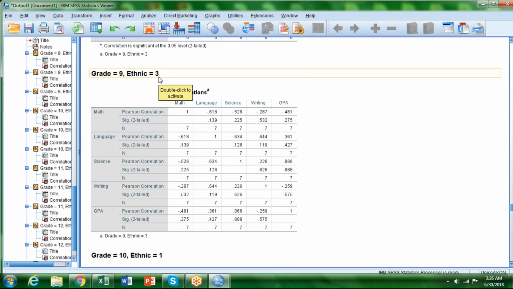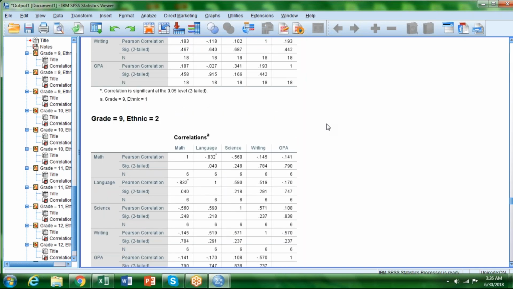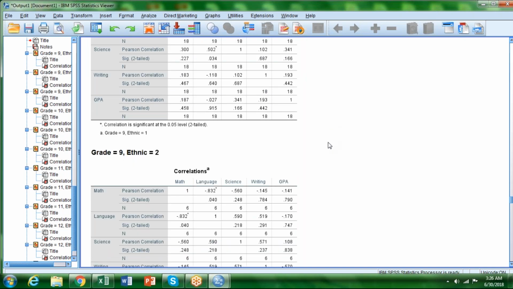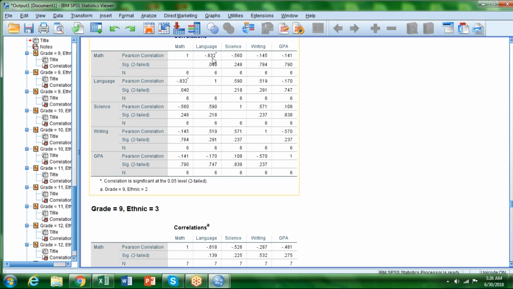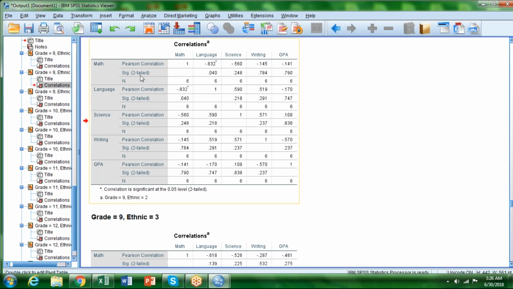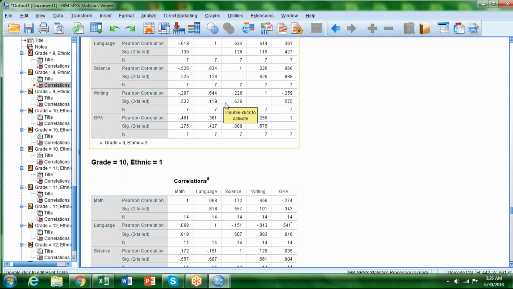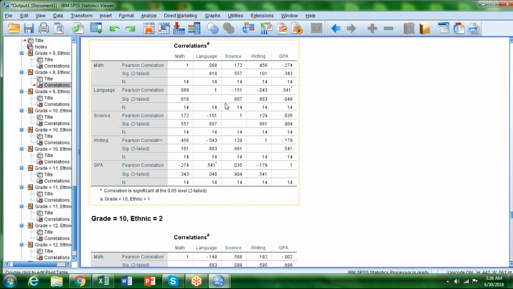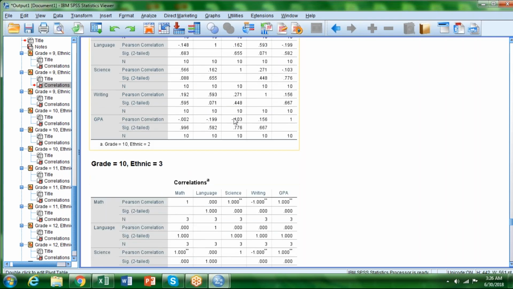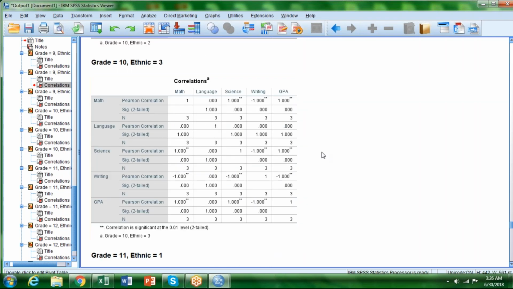Looking back over here, this is for ethnicity 2, our African American students. Here, math and language is highly significant. And then ethnicity 3, grade 10, and there's very little to go on in grade 10 for the Hispanic population.